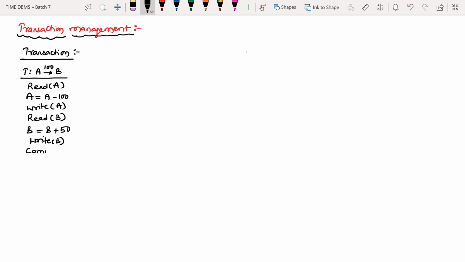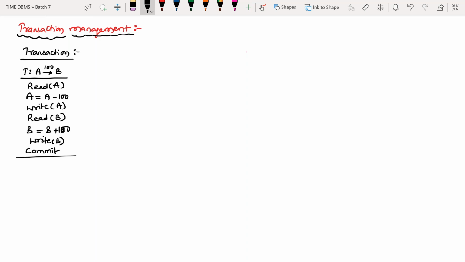Then we perform a commit operation. Now, what is this transaction T? It is transferring 100 rupees from account A to account B. Whenever you transfer some balance from account A to account B, it requires debiting that 100 from account A, then crediting that 100, sorry, not 50, 100, to account B.